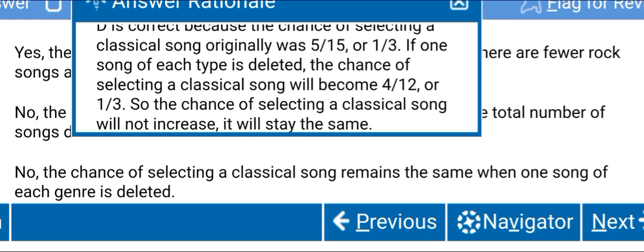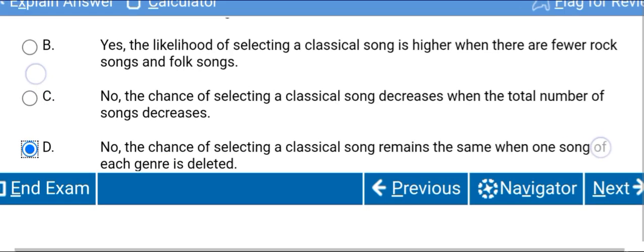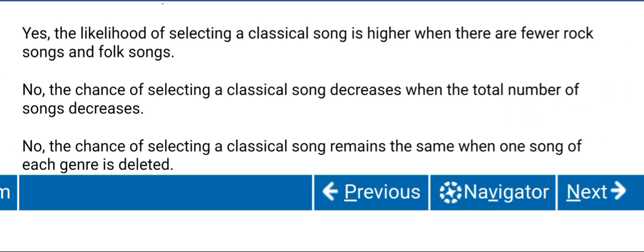It will stay the same. So because of this, we can say that option D is the correct option, which is no. The chance of selecting a classical song remains the same when one song of each genre is deleted.